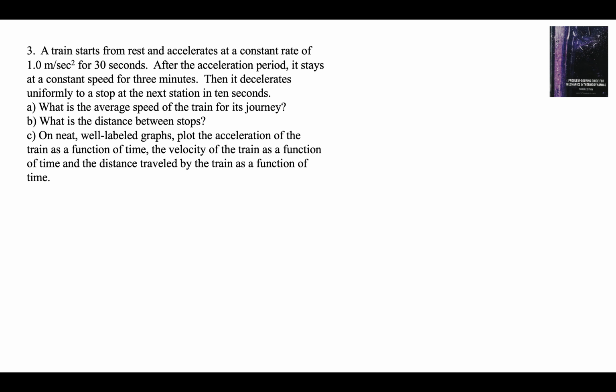On neat, well-labeled graphs, plot the acceleration of the train as a function of time, the velocity of the train as a function of time, and the distance traveled by the train as a function of time. This is going to take some time. Let's not be in a hurry. Start with a good diagram and really think about what's going on and understand what's going on.